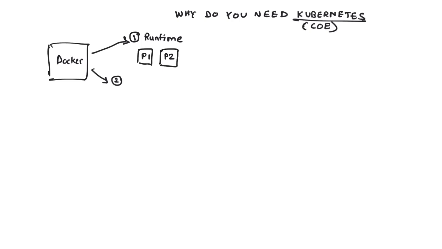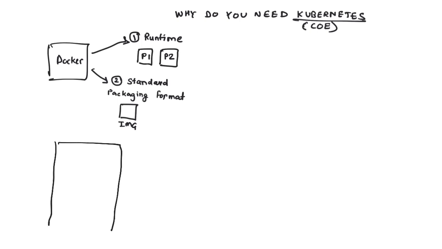The second thing that Docker offers is the hermetic images or the standard packaging format. Once you package your application along with the runtime and create an image with it, it can run on your local machine or a laptop. It can run in a dev environment locally. It can run on a cloud in a production environment in the same way. So that's the standardization that it offers.